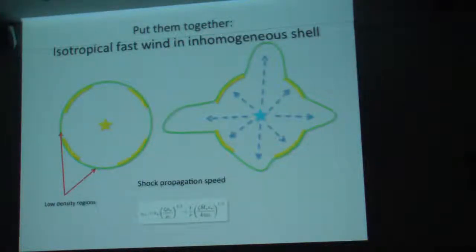So let's generalize the generalized model. You might call it the even more generalized model. We have a spherical initial distribution, but with a variety of densities, rounded with holes in it or half holes in low density regions and high density regions. Then what happens if we send, not a jet, but a spherical isotropic fast wind through it? Then we get something like that. In the low density regions, fingers will appear, as the shock propagates faster than in the high density regions.